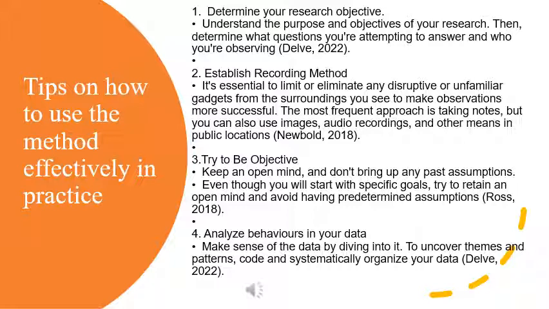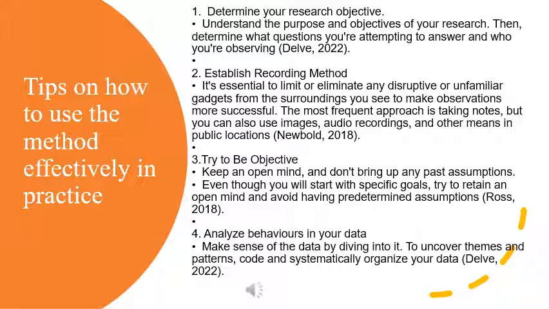First on the list, determine your research objective. Understand the purpose and objective of your research, then determine what question you're attempting to answer and who you're observing. However, working within a reasonable time frame will need you to concentrate on a specific question. Also, this does not rule out the possibility of noticing other relevant details. You'll start with a particular goal in mind, but be open to changing your mind.